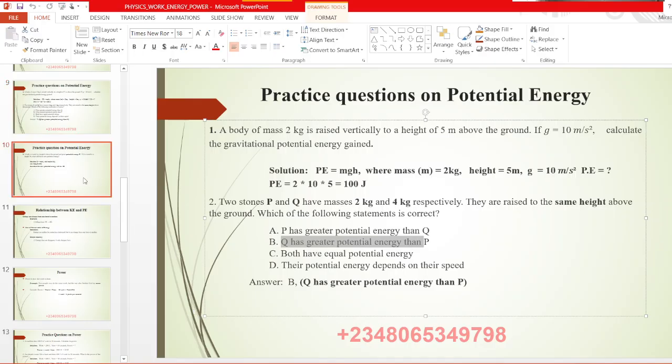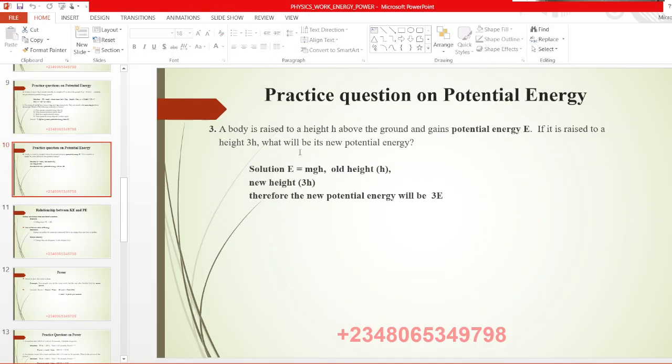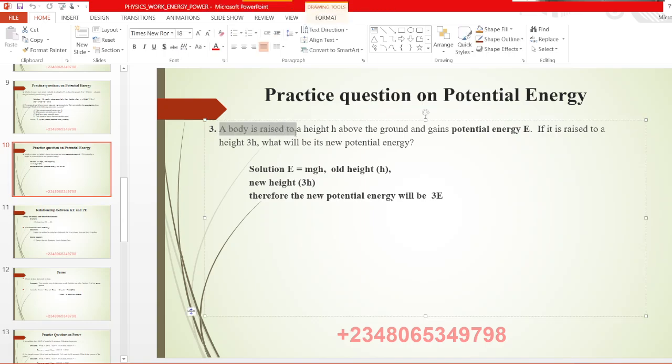on potential energy. A body is raised to a height h above the ground and gains potential energy, which is gravitational potential energy, very common. If it is raised to a height of 3h, what will be the new potential energy? So it has an initial height of h and it is raised to a height of 3h.